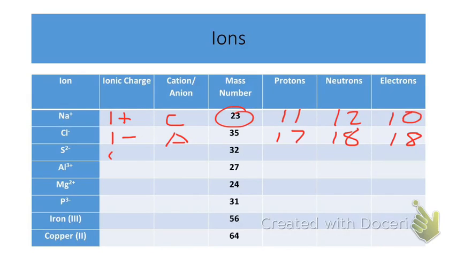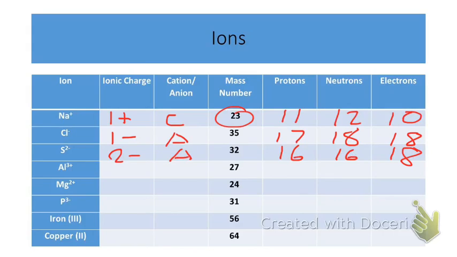Sulfur has a 2 negative charge. It is also an anion with an atomic mass number of 32. The number of protons sulfur has is 16 on the periodic table. Therefore, 32 minus 16 gives us 16 neutrons. And since we've gained two additional electrons, we should have 18 electrons total.